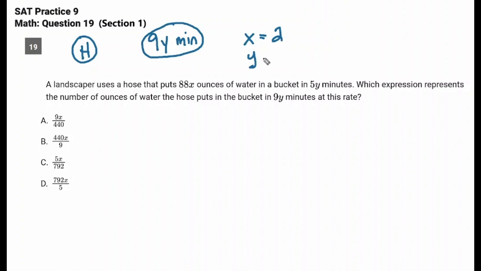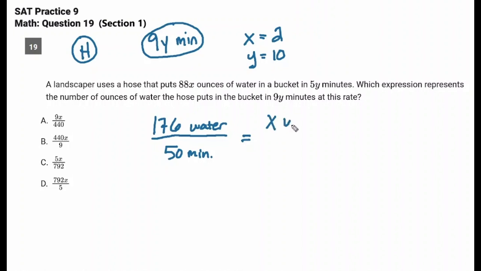So if we run the problem, 88x, 88 times 2, do that on your calculator. That's 176 water. And then the wrinkle here is that this is a proportion. 176 water in 5y minutes. So how many minutes? 50 minutes. That's the same as how much water, so x water, in 9y minutes. So 9 times 10, 90 minutes.